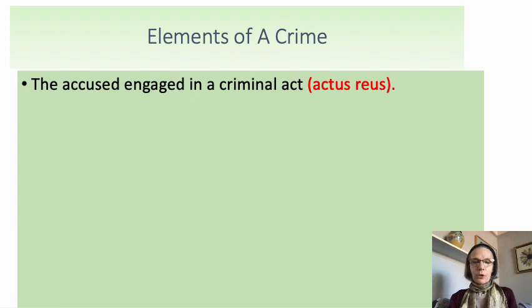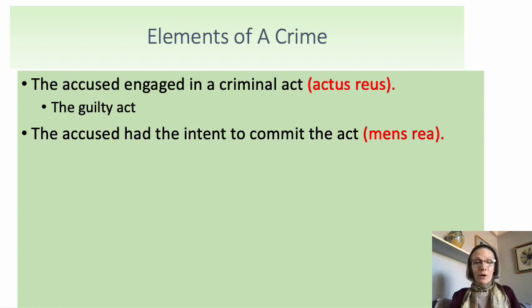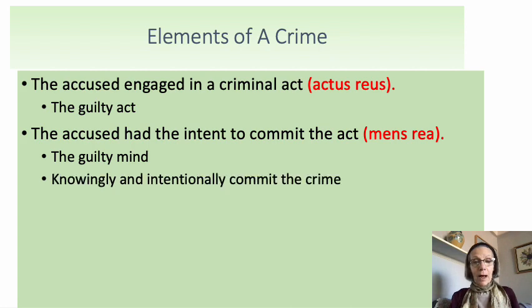So just as a refresher, remember that one of the first elements of a crime is what's known as actus reus. You have to prove or refute that the person accused of the crime engaged in a criminal act, actus reus, the guilty act. Then you either need to prove or refute that the accused had the intent to commit the criminal act, that they possessed mens rea, the guilty mind. In other words, that they knowingly and intentionally committed the crime.